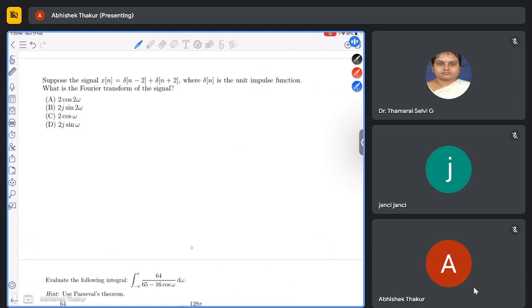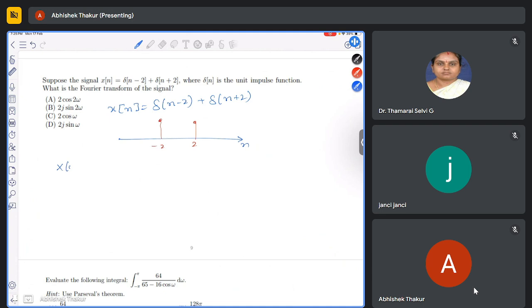Suppose the signal x[n] is given as the impulse function delta of n minus 2 plus delta of n plus 2. So how to define this function? Let's suppose this is the axis of n, at n is equal to 2 and at n is equal to minus 2 there will be an impulse. Delta n is the unit impulse function. So what is the Fourier transform of the signal?